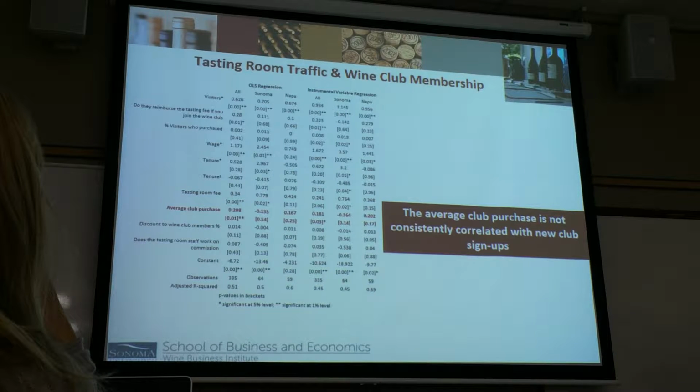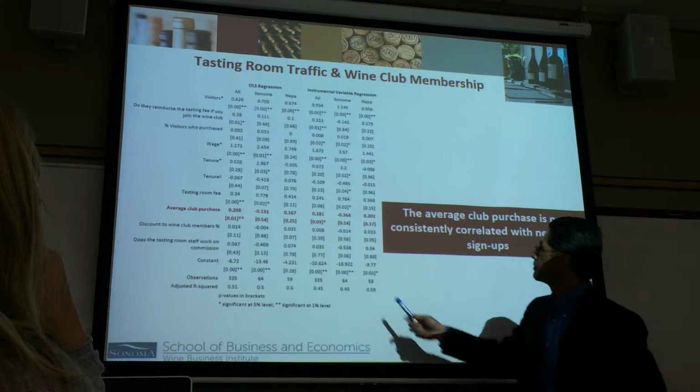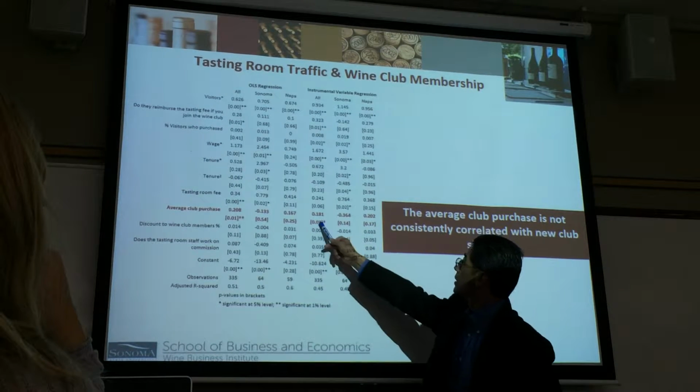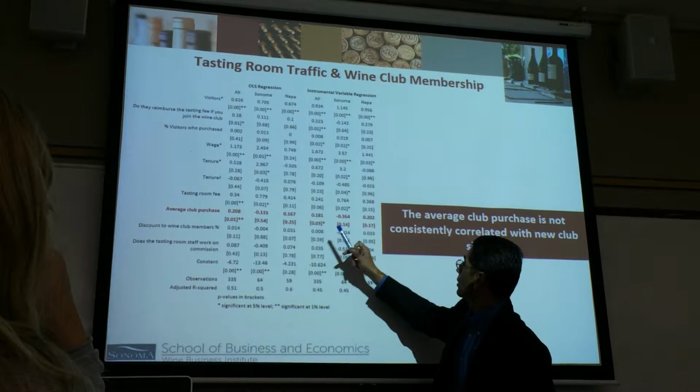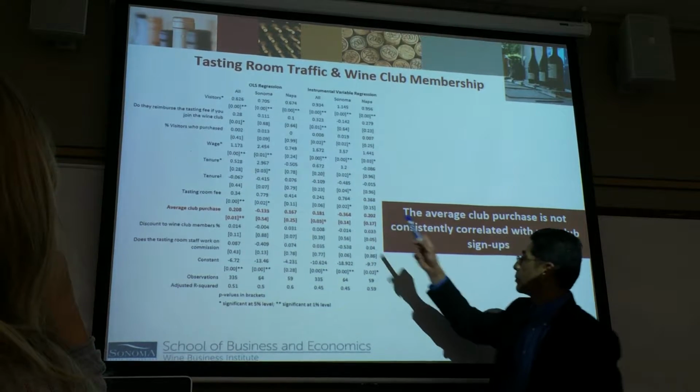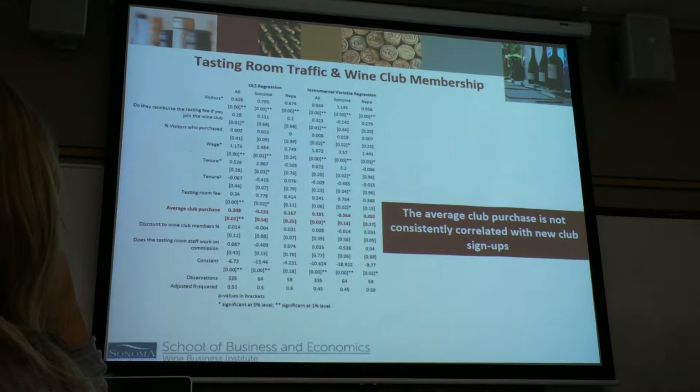Interestingly, the average annual club purchase. In other words, when you commit to a wine club, how much is that annual commitment? How many shipments and what's the price per shipment? This is in terms of annual shipments. So positive, negative, statistically significant for all, negative for Sonoma but not significant, positive for Napa but not significant. So mixed results here, not really correlated.